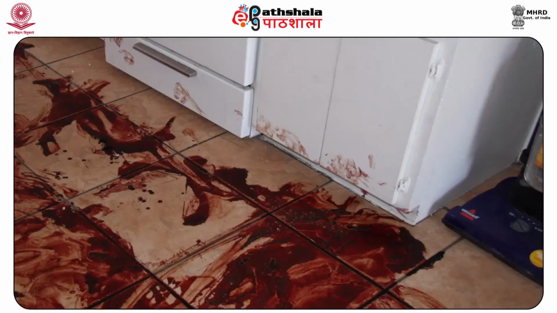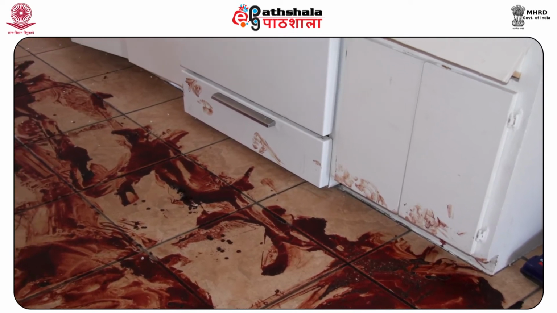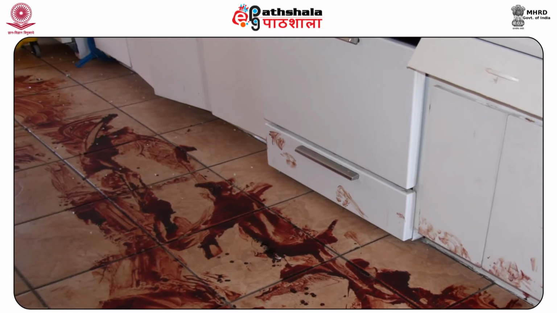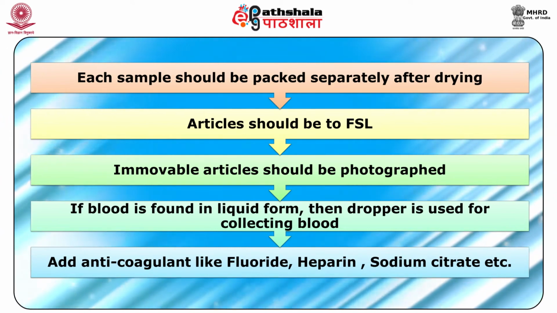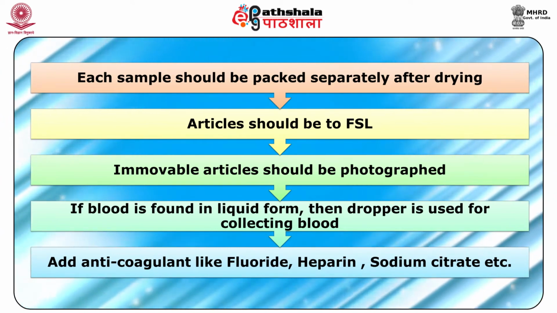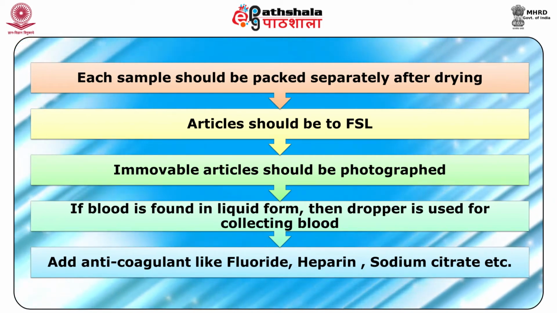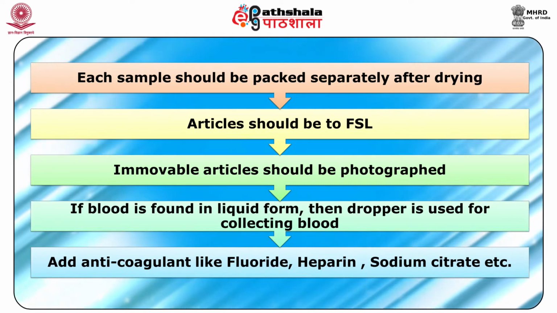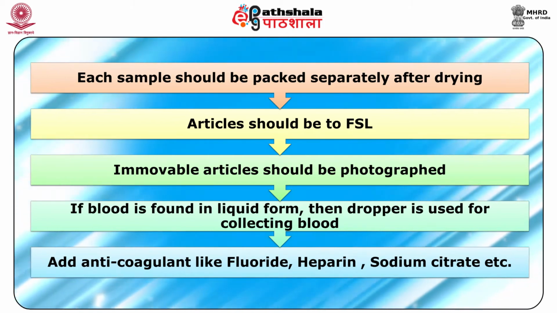First is blood. A colored photograph of the blood stain from every direction is taken, because photographs help in reconstruction of the crime scene again. Always remember that each sample of blood is packed in a different paper or packet after drying. If wet, then it is sent to the forensic science laboratory for examination. Wet blood stains are dried for better preservation of the blood sample.